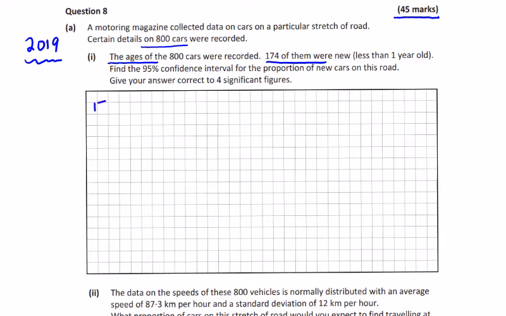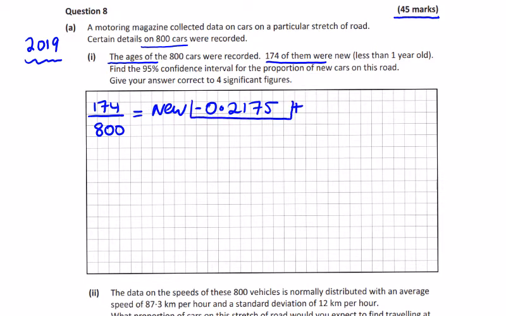Well, the minute you see this, you're thinking to yourself, this is population proportion. 174 out of 800 were new. And as a decimal, this is going to give me 0.2175. Now, when we're setting up our interval, we're going to add something to 0.2175 and we're going to take it away. This is going to become my 95% confidence interval.